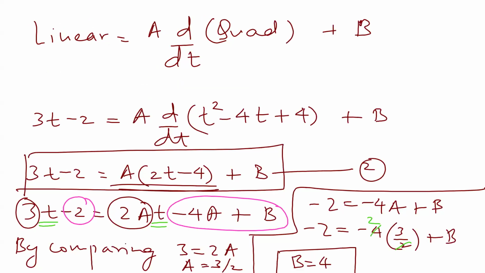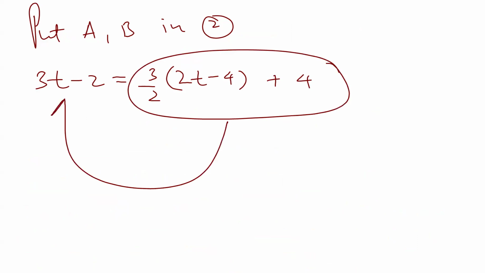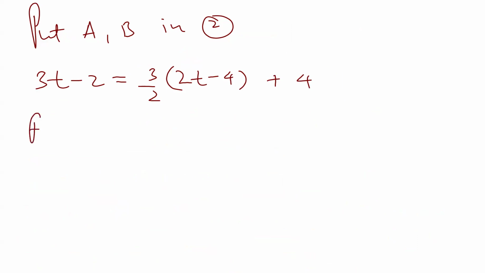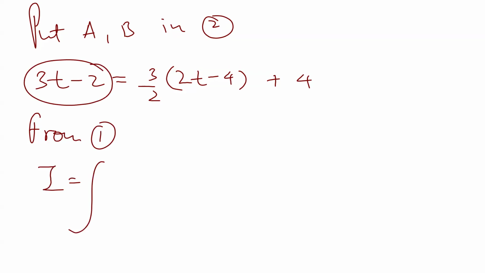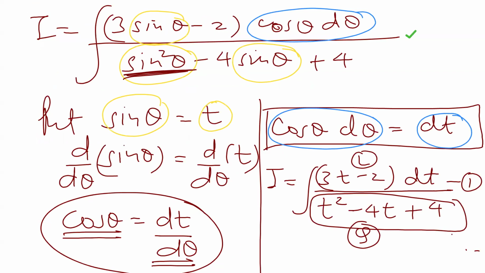What is b? B is 4. So plus 4. Now don't simplify this, otherwise you'll get back to this 3t minus 2. So don't simplify. From the first integration, we got the value of 3t minus 2. I'll show you equation number 1. Okay, so equation number 1 is over here. So 3t minus 2 value we got.